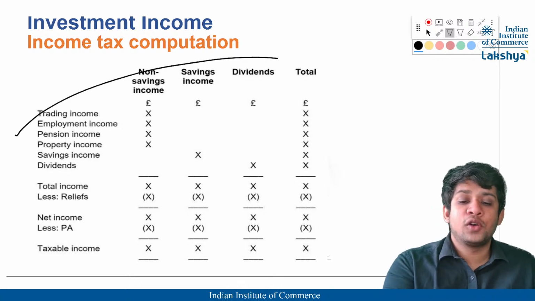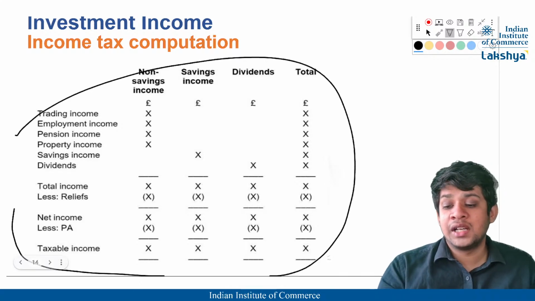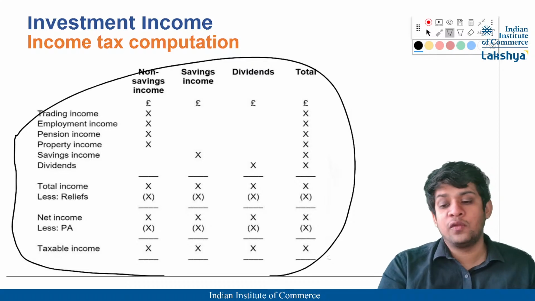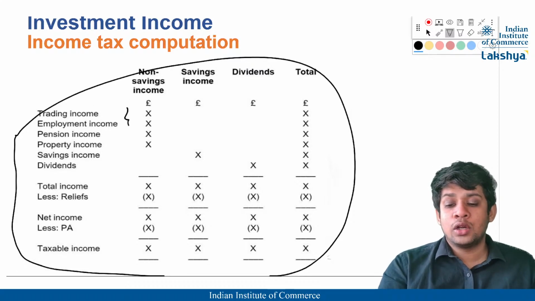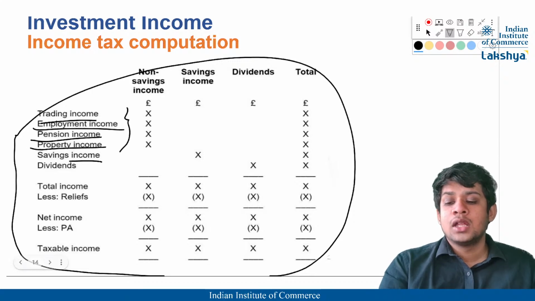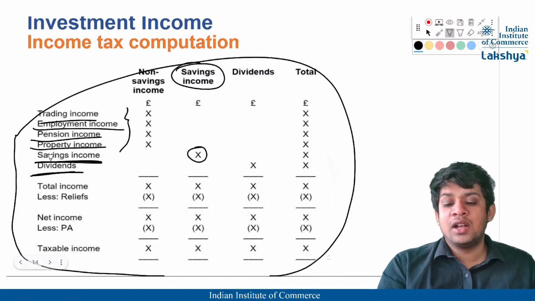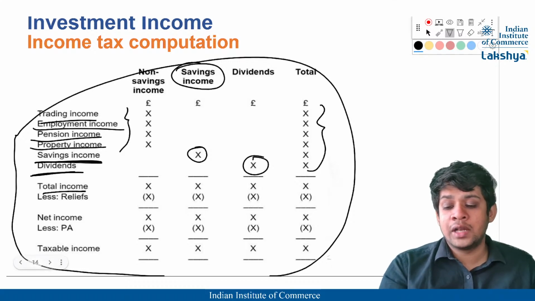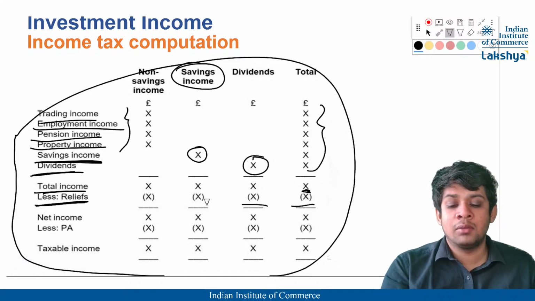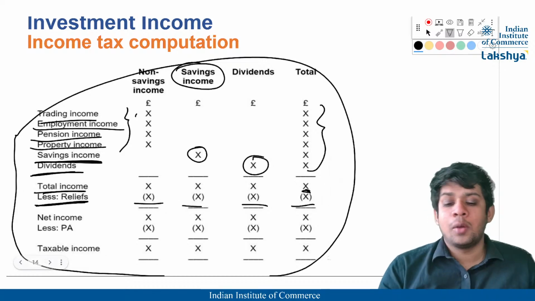Yes. So this is the pro forma that we can use for the sake of simplicity in the examination to understand the whole full-fledged sum. So this is the total of your trading income, employment income, pension income, property income. Then comes your savings income that is dealt with separately. You can see here the dividend income that is dealt with separately. Okay. And obviously you will total all of this and you will get your total income. From this, you will deduct all the reliefs that are available for the non-savings income, for the savings income, and for the dividend income. Obviously, there are no reliefs for dividend income.